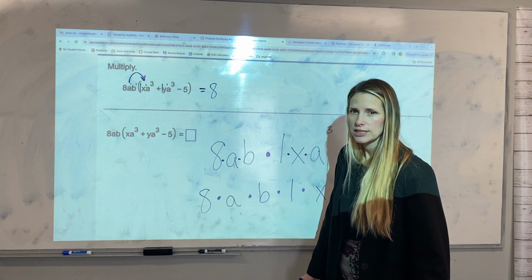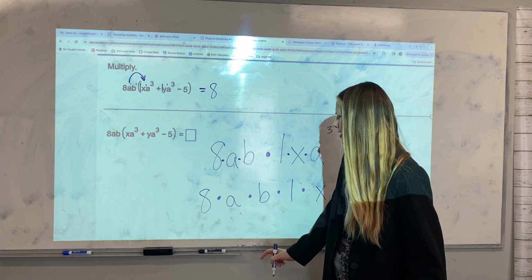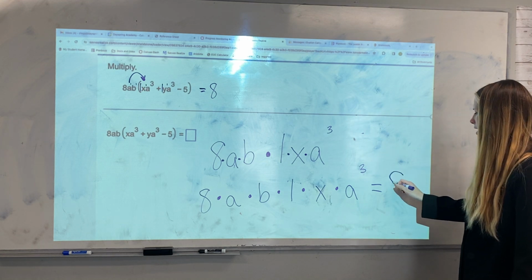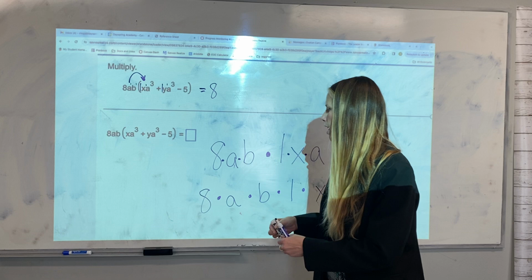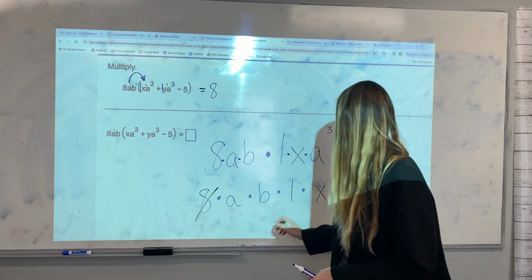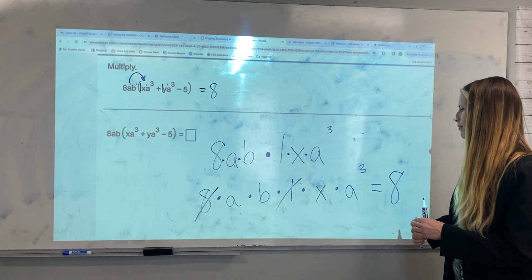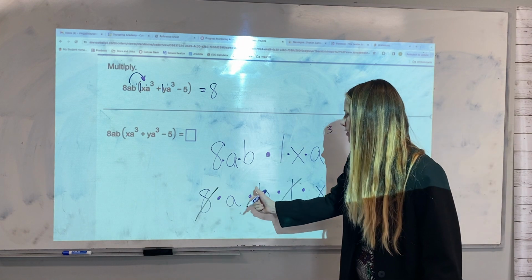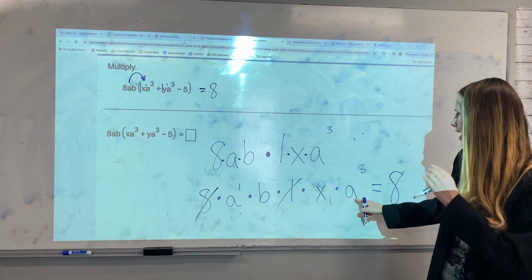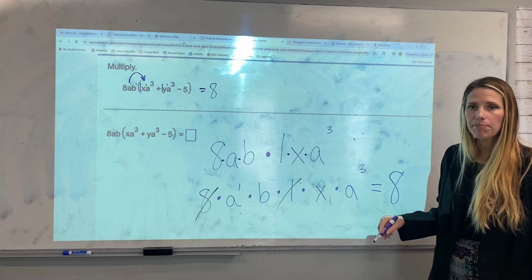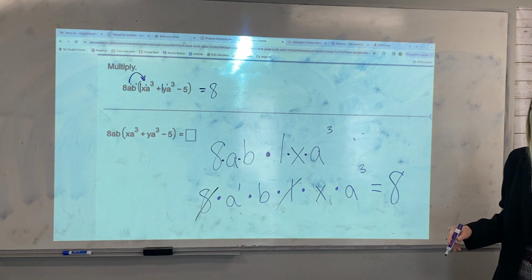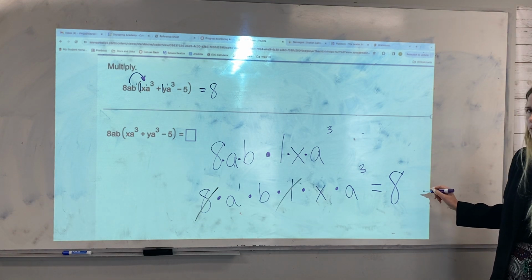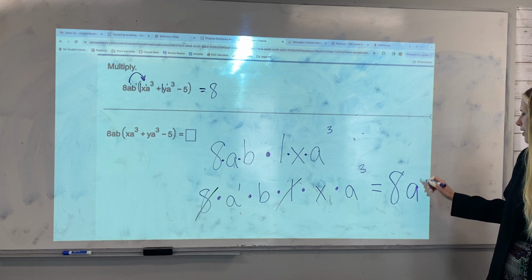Let's do our coefficients first. That's our steps, right? We wrote that in class. 8 times 1 is 8. And if you want, just cross it out after you're done multiplying them. Now let's go in alphabetical order. A to the first power times A to the third power, same bases. What do we do with our exponents? I'm gonna add. Add your exponents. So what would that be? A to the 4th. Very good.